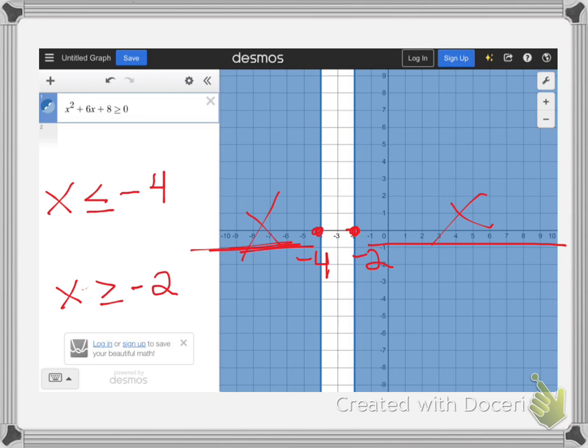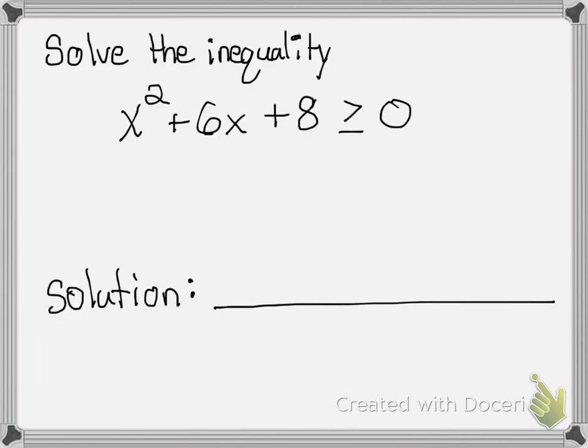So when I write out my actual solution, I will say x is less than or equal to -4 or x is greater than or equal to -2. And the reason why I'm putting that equal to part is because that's what was in the original problem. And that's it.